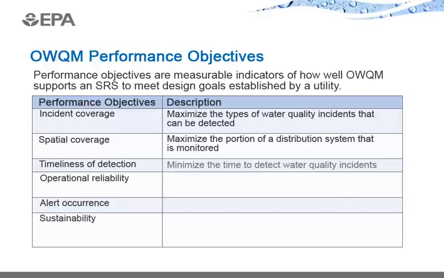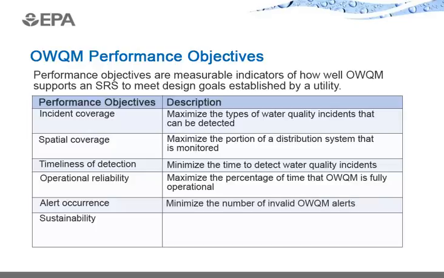For timeliness of detection, OWQM helps to minimize the time required to detect water quality incidents. Timeliness of detection for OWQM is determined by the number and location of monitoring stations, the frequency of data analysis, and the time it takes utility personnel to receive and investigate an alert. For operational reliability, utilities will want to maximize the percentage of time that OWQM is fully operational. This requires proper maintenance of all equipment and information management systems, as well as consistent implementation of standard operating procedures.